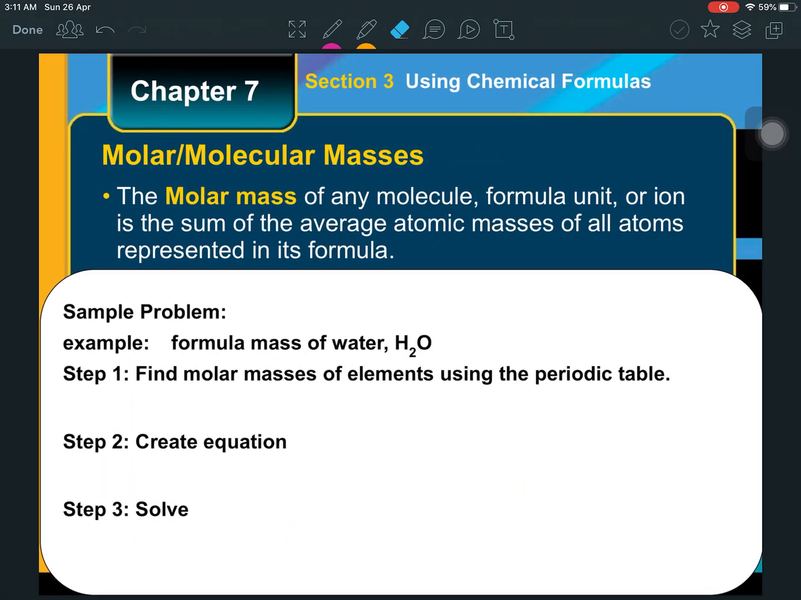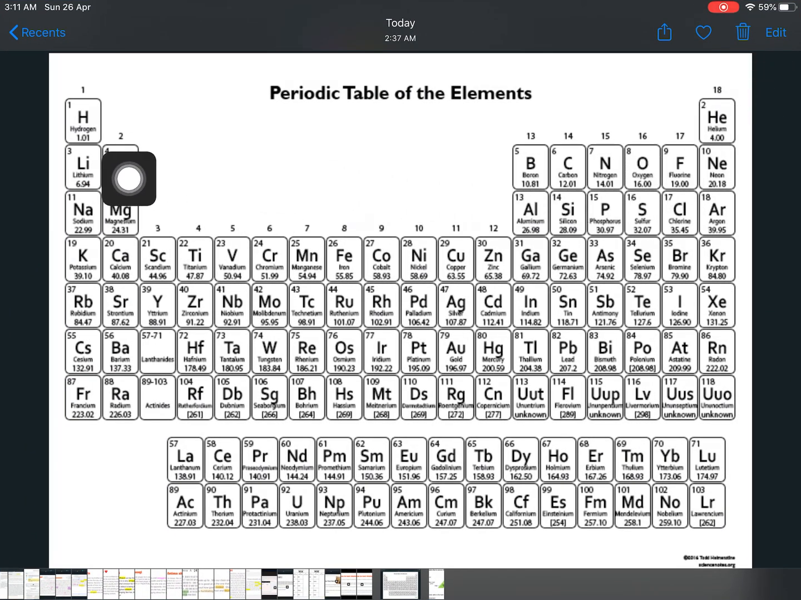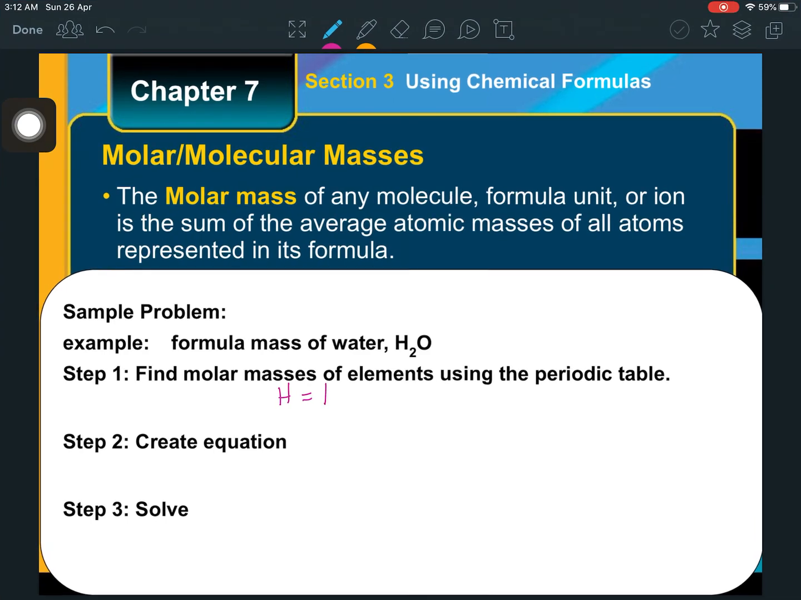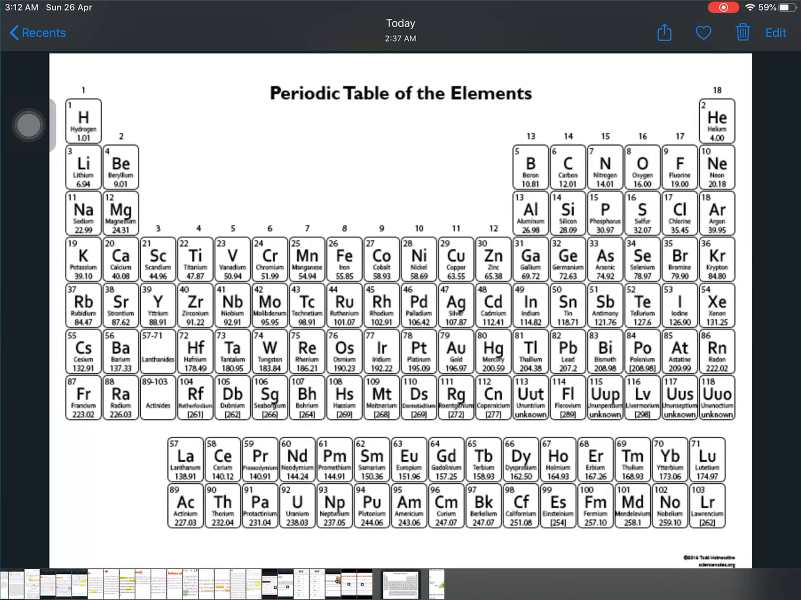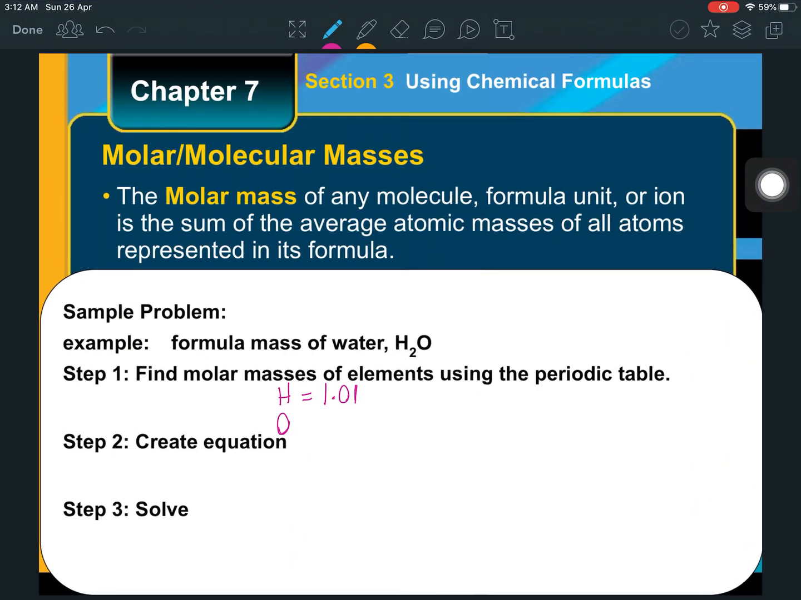All right, so let's say here I want to find the molar mass or the formula mass of water, H2O, right? So the first thing I'm going to do is find the molar mass of hydrogen. I'm going to go here to my periodic table and find hydrogen right here. It's 1.01, okay? And then I'm going to find the molar mass of oxygen, which is right here, 16.00. So the molar mass of oxygen is equal to 16.00. And remember, they're both in units of grams per mole because we're talking about molar mass here.